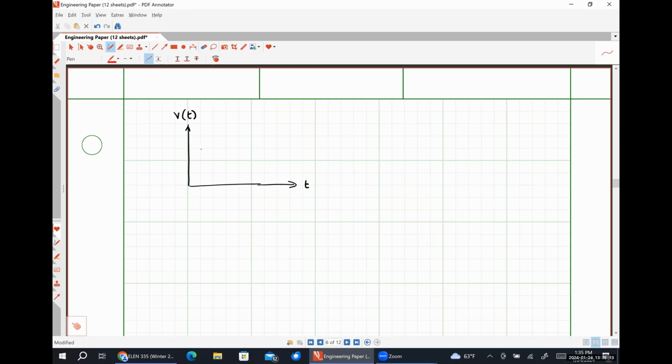And let's say that our voltage has some magnitude, let's call it V naught. And so it's at V naught for some amount of time, and then it's at 0 for some amount of time, and then it goes back up to V naught for the same amount of time, and then down to 0 for the same amount of time, and so on and so forth like this.